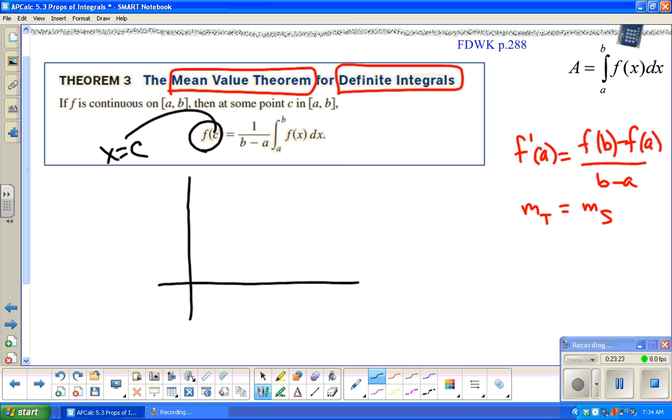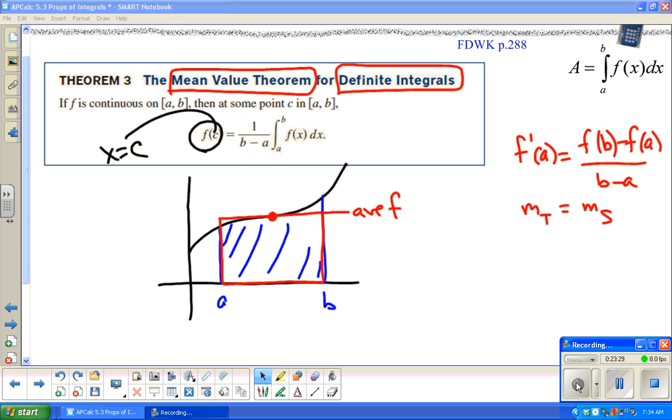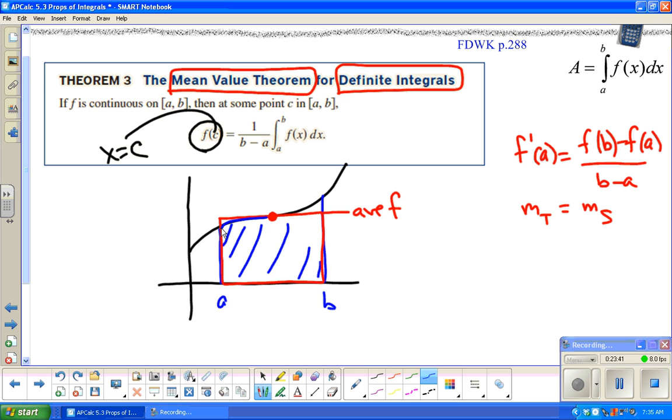x equals c, there is a spot where, wasn't that magical? All right, there is a spot where that area under the curve, the integral, is equal to the area of a rectangle. There is a spot where that average height actually crosses the function. There is a spot where the y value for this function is the average, and the c value is that x value.